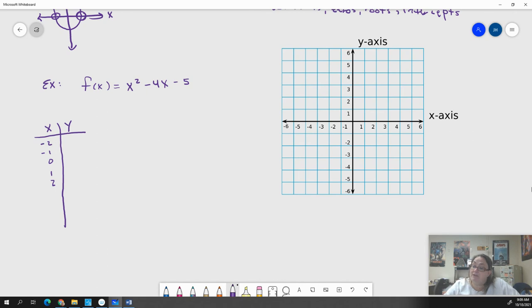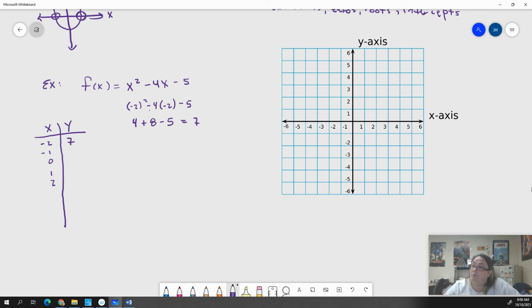How do I know? So if I put in -2 for x, I've got -2 squared minus 4 times -2 minus 5. And I'm going to figure out what my y value is, right? -2 squared, that's -2 times -2. That is just 4. -4 times -2 would be +8 minus 5. 4 plus 8 is 12 minus 5 is 7. So we know we have a 7 right here.